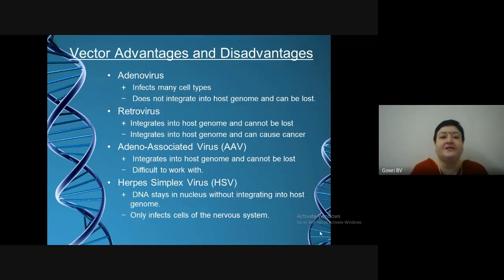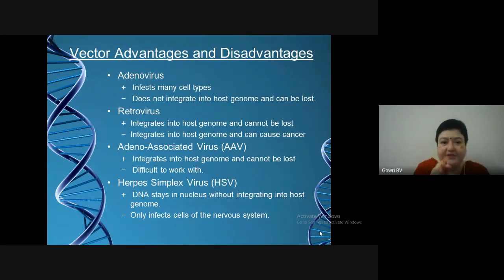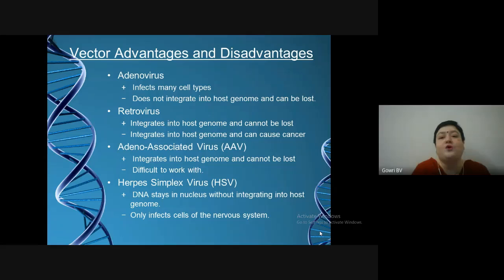If you look at the slide, it gives you the advantages and disadvantages of using different viruses as vectors. In the picture, there is a plus and minus sign under each virus. The plus is its advantage and the minus is its drawback or demerit. The first virus we see is adenovirus. The advantage of this group of viruses is that it infects many cell types. The disadvantage or drawback is that it does not integrate into the host genome, and of course it can be lost.